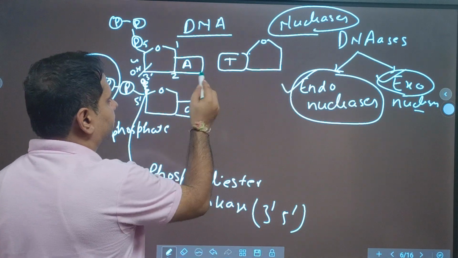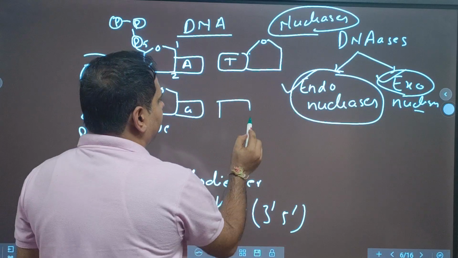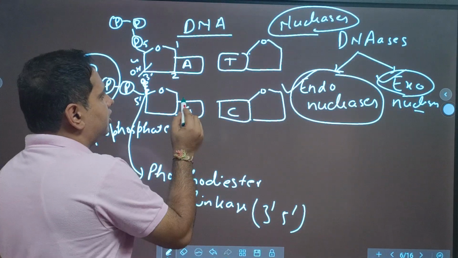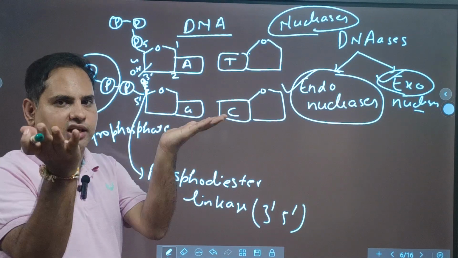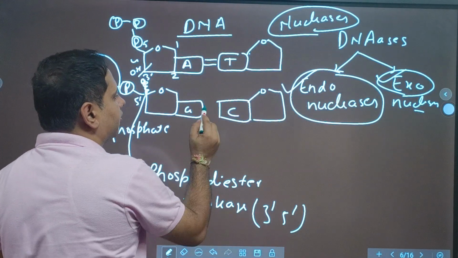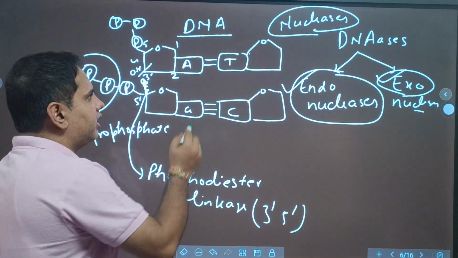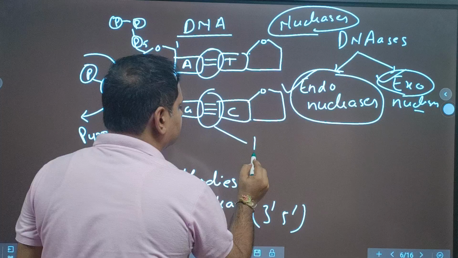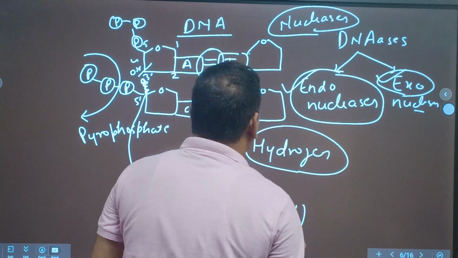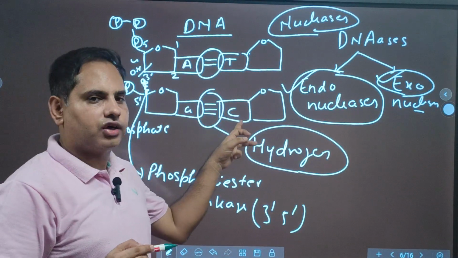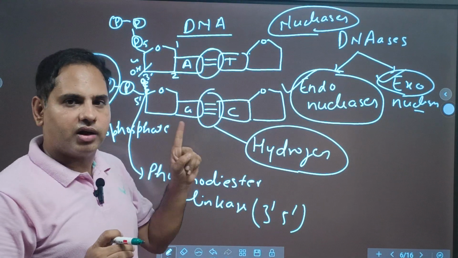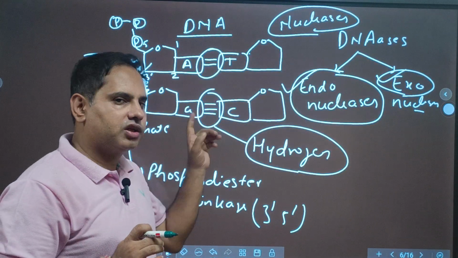Similarly, for example, A will bind with thymine and G will bind with C, cytosine. These are complementary to each other. A binds with thymine with a double bond, and G binds with cytosine with a triple bond, and these bonds are hydrogen bonds. The bonds between adenine and thymine, and guanine and cytosine, are hydrogen bonds.